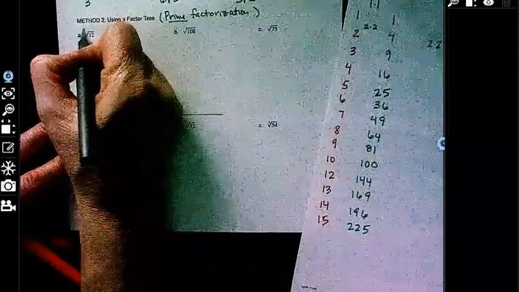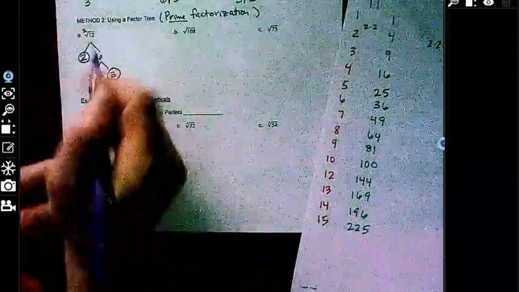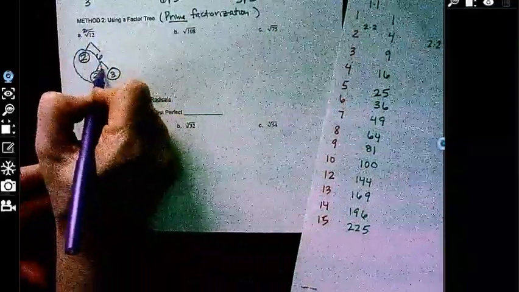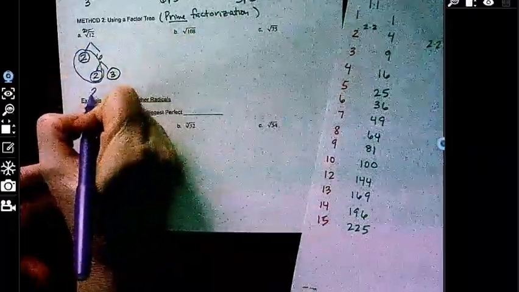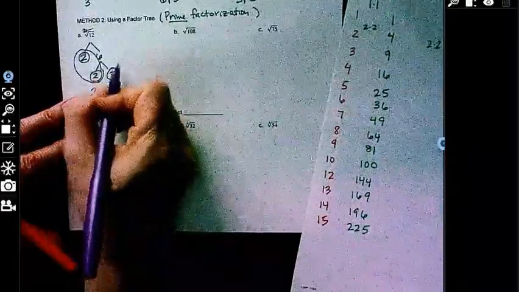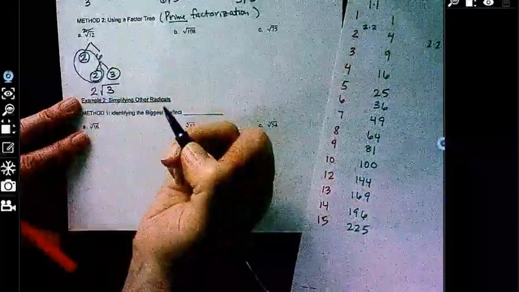This is a square root. So I look at all my primes and I say, are there any pairs? And yes, we have a pair of 2s. So what that's going to do is pull out 2 outside the radical, but there's a 3, and there's no pair. So it has to stay under the square root.